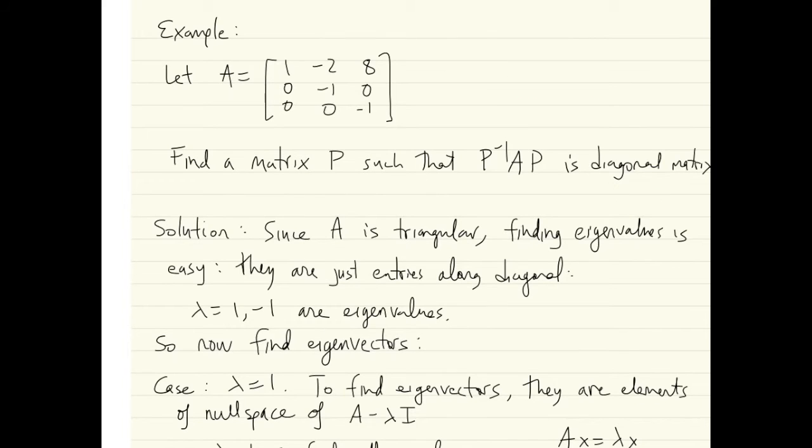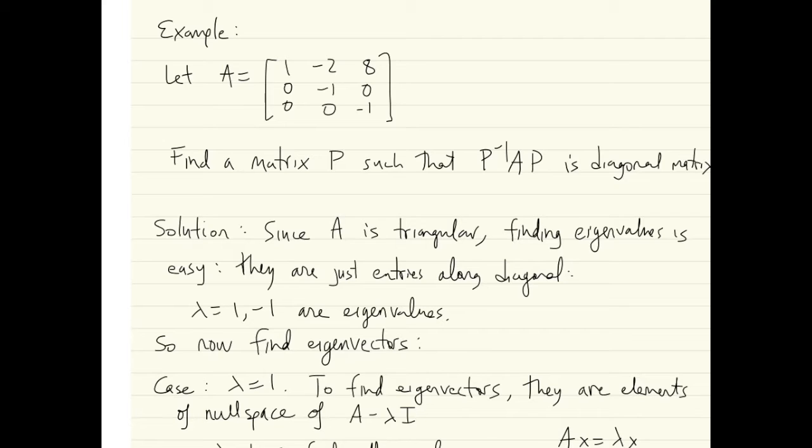Let's do an example. So here's this matrix A, and the question is to find a matrix P such that P inverse AP is a diagonal matrix. Now, again, it won't always be possible, but in this case, I know ahead of time that it is possible to find such a matrix because the eigenvectors I've computed beforehand are linearly independent.